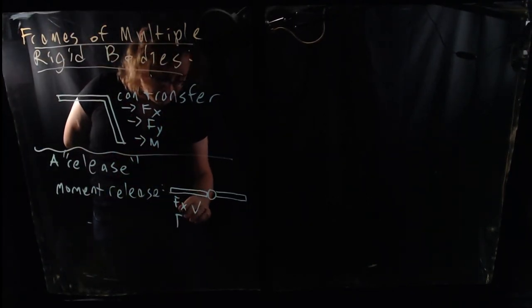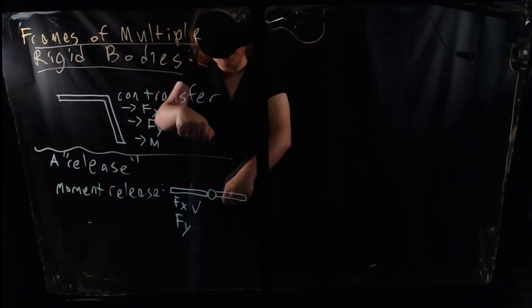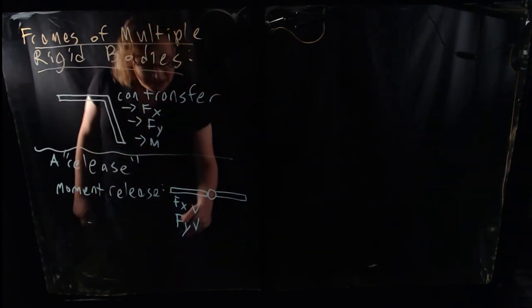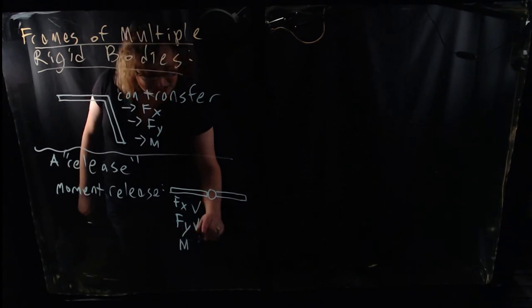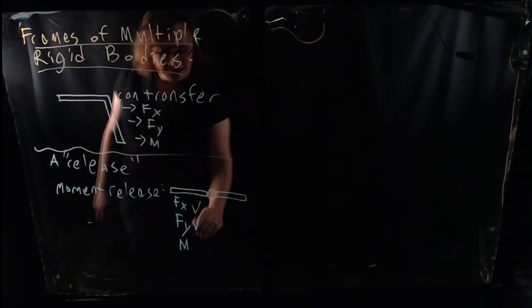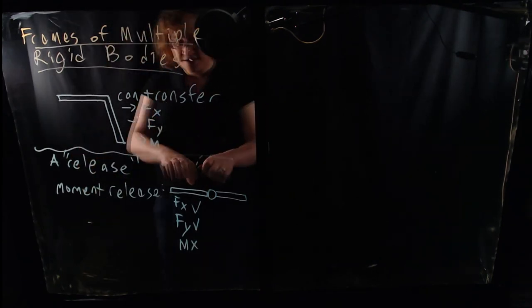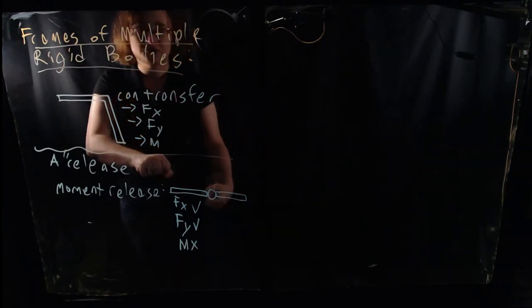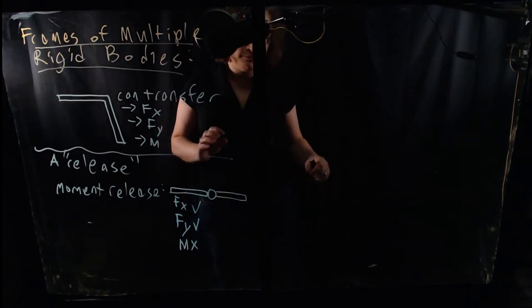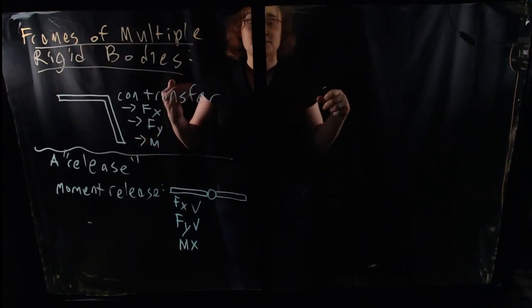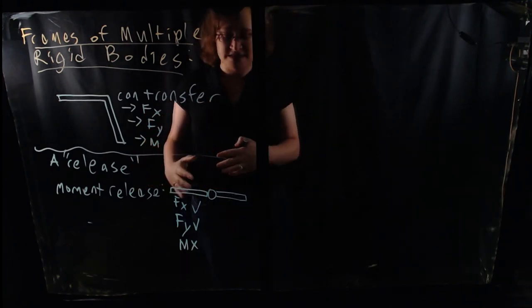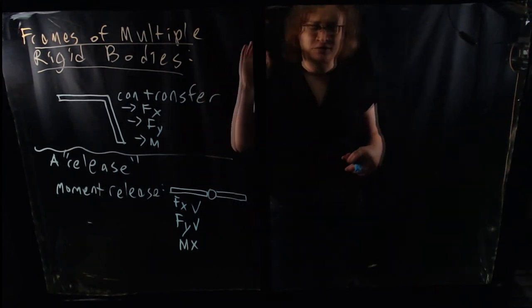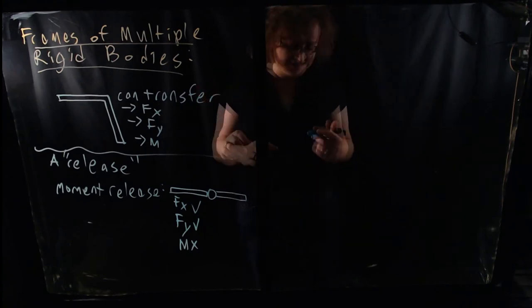So Fy, if I try to transfer a vertical force through this, that will be possible. It'll be capable of transferring that vertical force through that joint, no problem. However, the instant I try to transfer a moment through that joint, it won't be able to. If I try to bend this piece this way while holding this one steady, that's just going to rotate. This joint is not capable of transferring moment through it. As such, we refer to it as a moment release. It is a joint that releases end moments between two members.